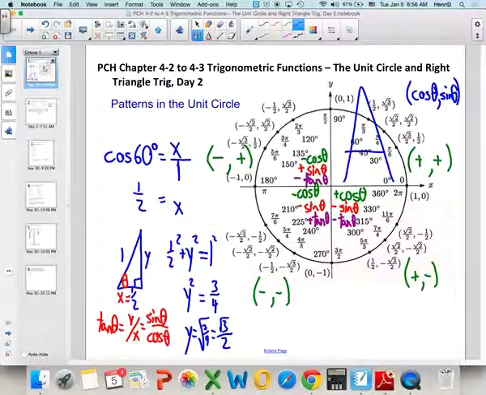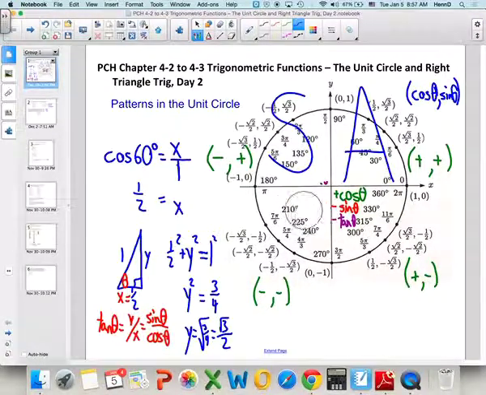Okay? You don't need to write it over the entire thing, but okay, all of them. What's positive in the second quadrant? Sine. Okay, sine. In the third quadrant, tangent.